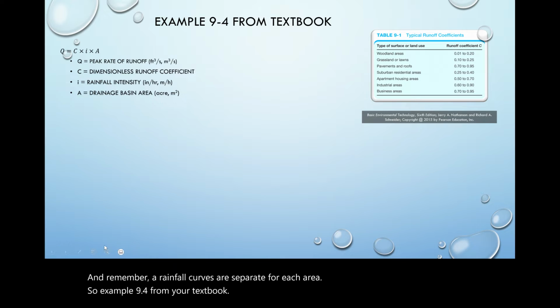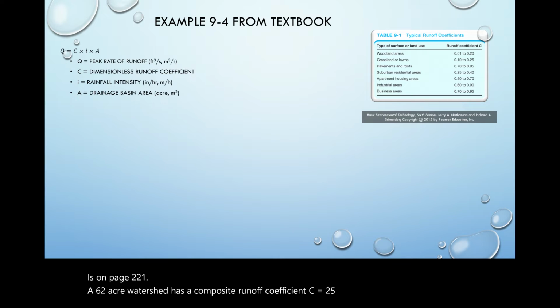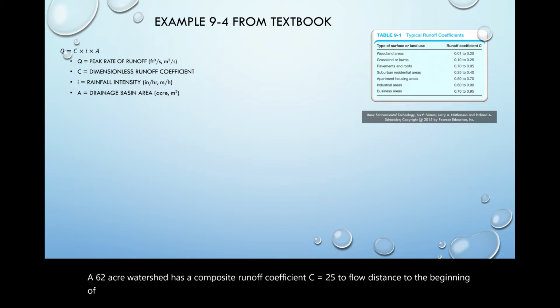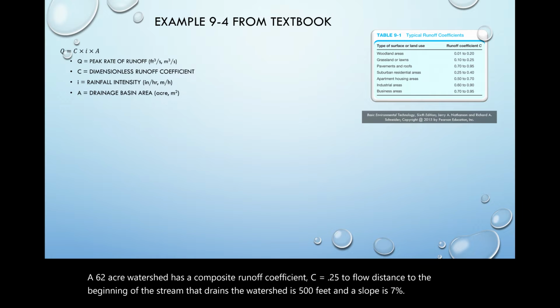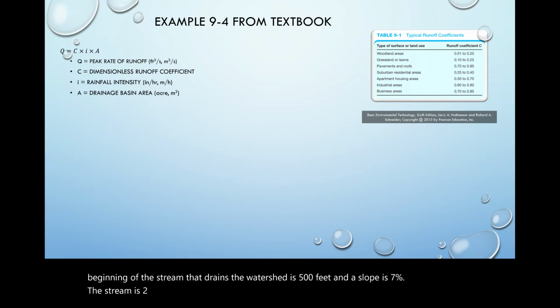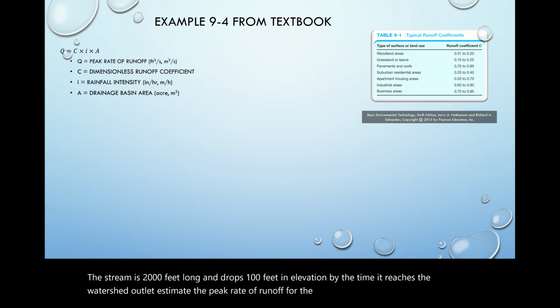It is on page 221. A 62-acre watershed has a composite runoff coefficient C equals 0.25. The flow distance to the beginning of the stream that drains the watershed is 500 feet, and the slope is 7%. The stream is 2,000 feet long and drops 100 feet in elevation by the time it reaches the watershed outlet. Estimate the peak rate of runoff for the 5-year storm and the 100-year storm.